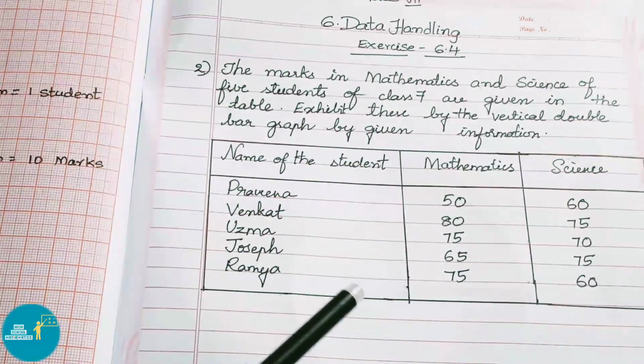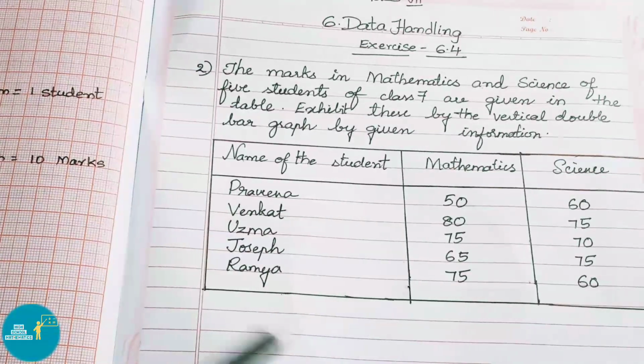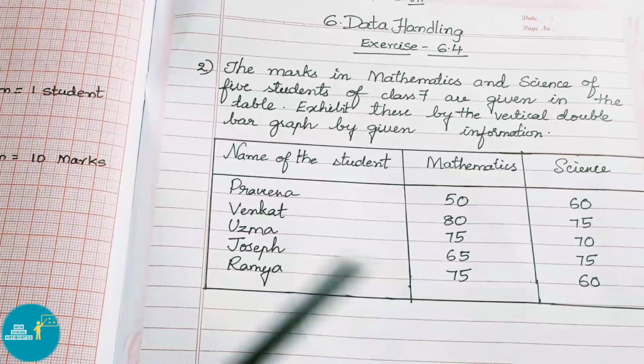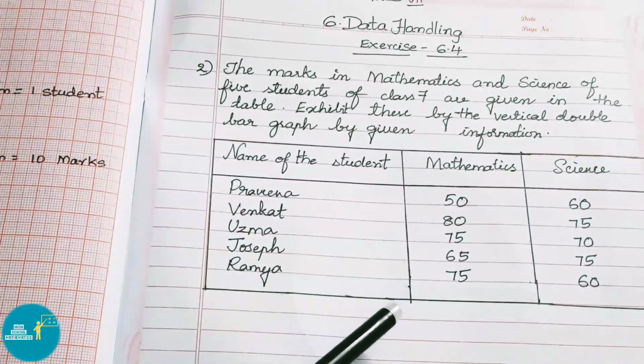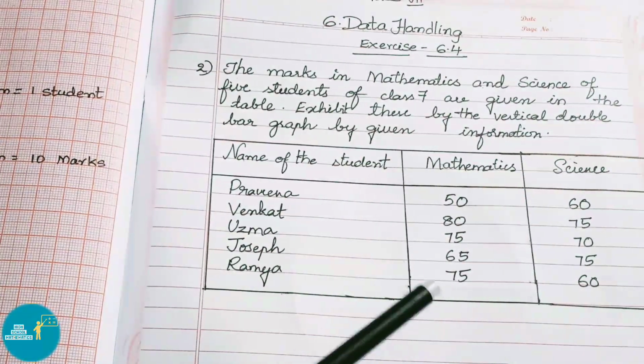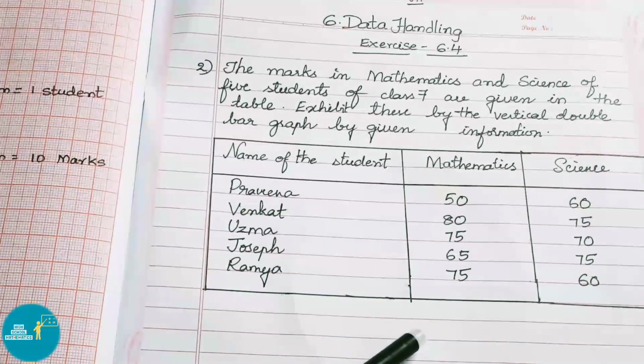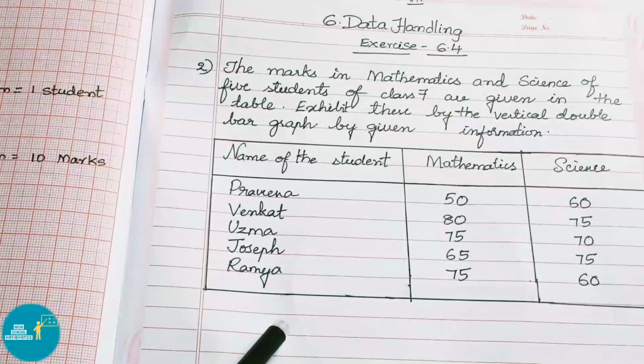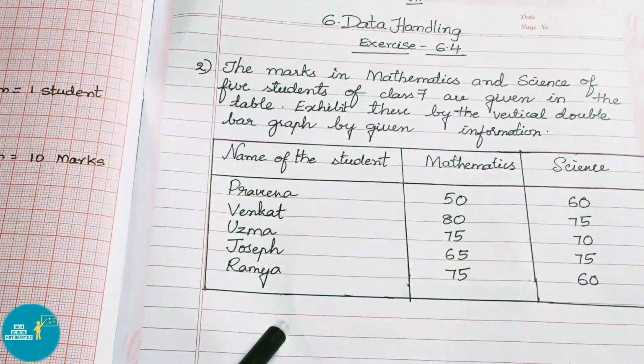Venkat got 80 marks in mathematics and 75 marks in science. Uzma got 75 marks in mathematics and 70 marks in science. Joseph got 65 marks in mathematics and 75 marks in science. Ramya got 75 marks in mathematics and 60 marks in science. Now this data we have to represent in a double bar graph.